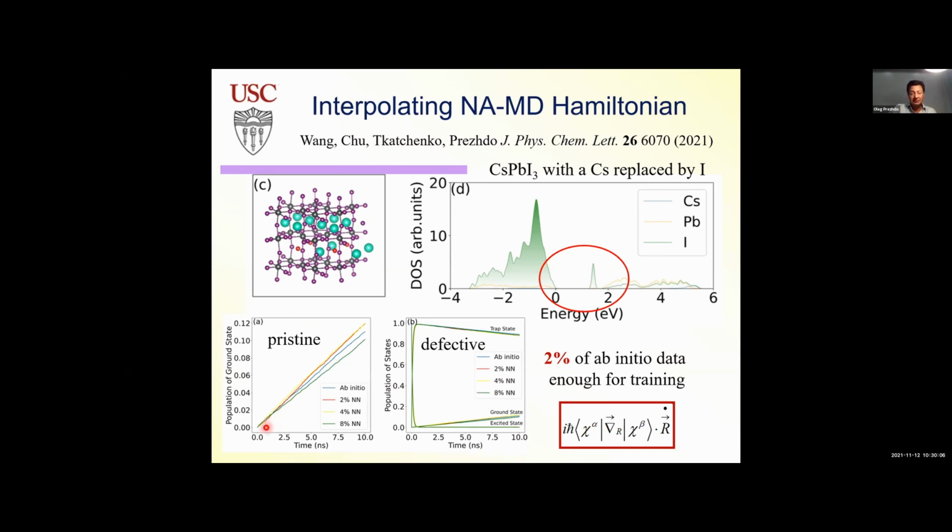4% sampling, 8% sampling give comparable results. Going below 2%, you see some deterioration of the data. This is the pristine system, a comparison of the full ab initio and this machine learning model of the Hamiltonian, and this is with the trap state. So the results are very good.